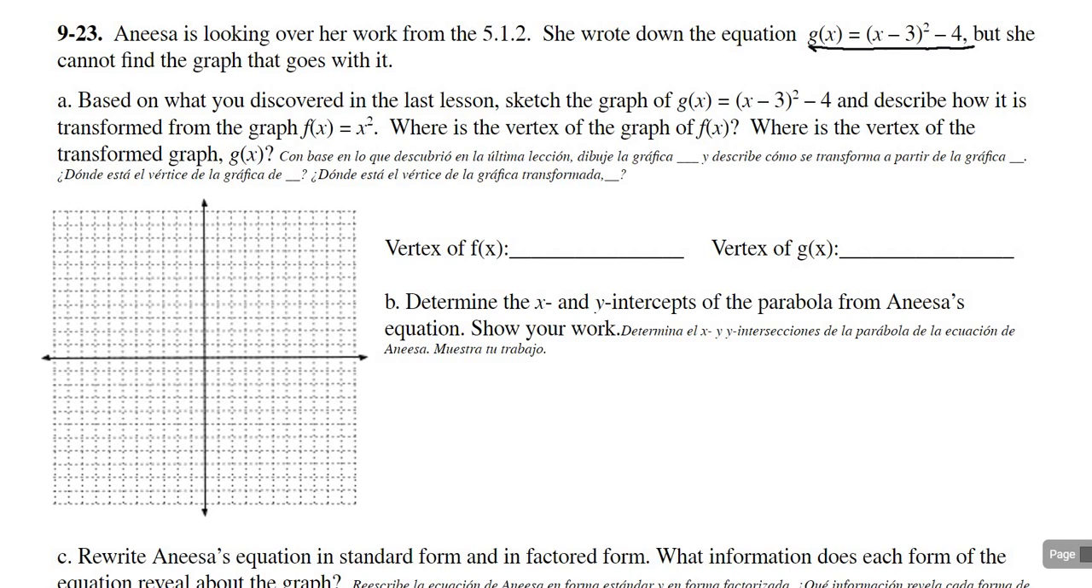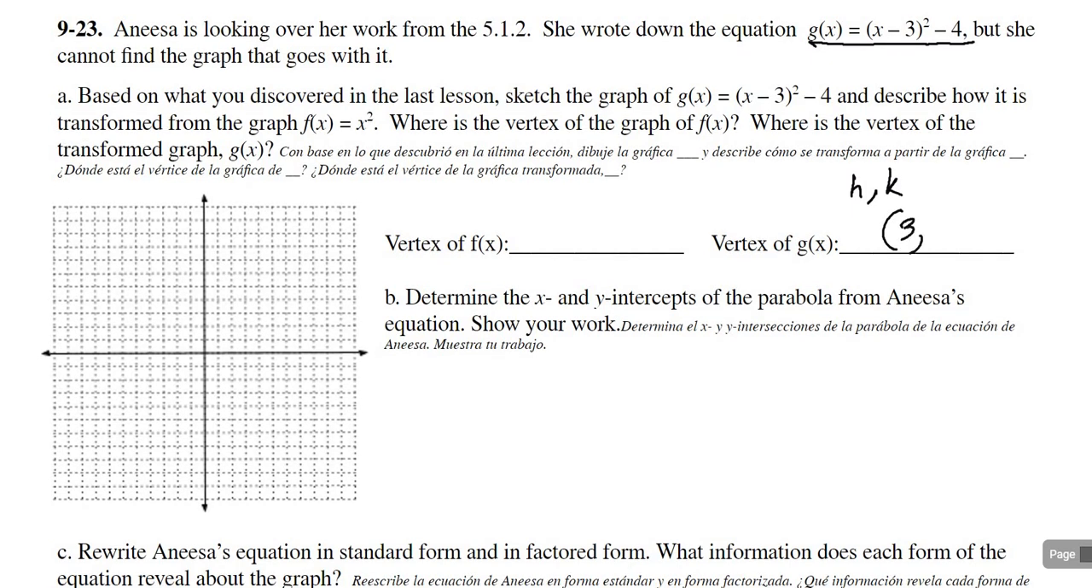Where is the vertex of the graph for f of x? Where is the vertex of the transformed graph, g of x? Here we go. For g of x, I notice that I have h and k readily available, and my vertex is going to be at (3, negative 4). Taking care to remember that this minus 3 moves us to the right, which is not intuitive, and negative 4 moves us down. So let's plot that vertex. I go over 3, down 4, and then I have my vertex.